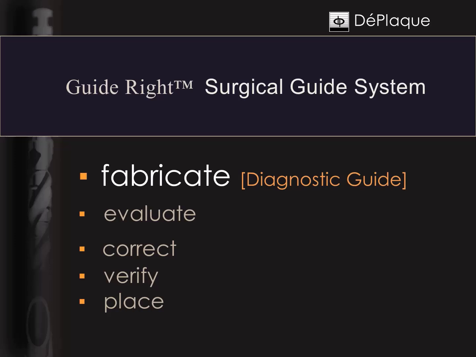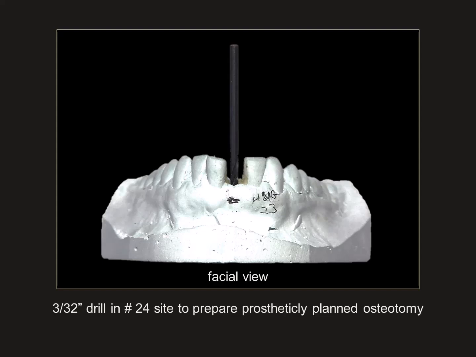The first step is the fabrication of the diagnostic guide. An impression of the patient's arch is taken and a cast of the patient's arch is poured up and allowed to set. Slurry water can be used for faster set times. A 3/32 drill is used in a laboratory handpiece to place a hole in the cast to indicate the location and vertical axis of the prosthetic planned implant placement.